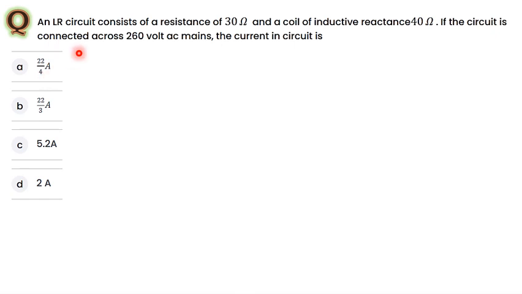Problem, this is quite interesting here. An LR circuit, that is an inductance and resistance circuit, consists of a resistance they have given 30 ohm and a coil of inductive resistance 40 ohm. If the circuit is connected across 260 volt AC mains supply, the current in the circuit is, now according to Ohm's law, hope you remember this one.